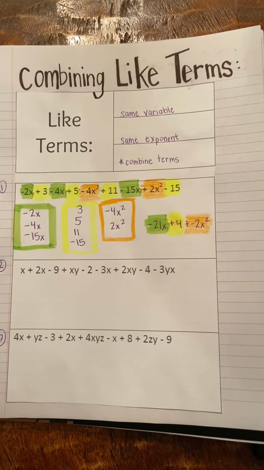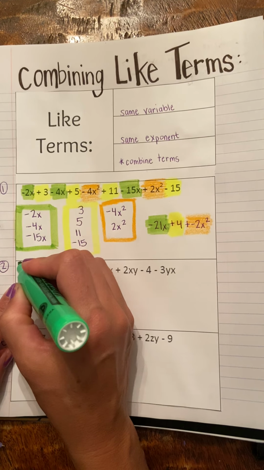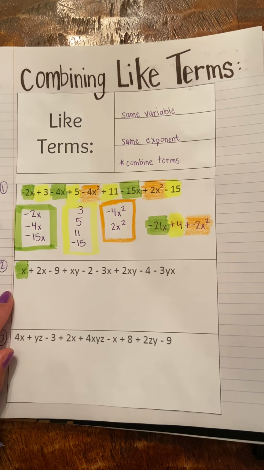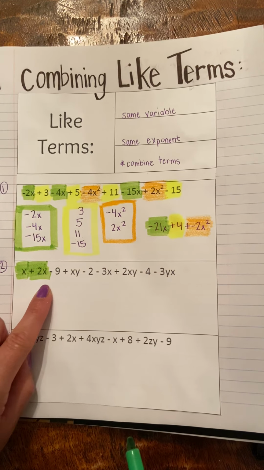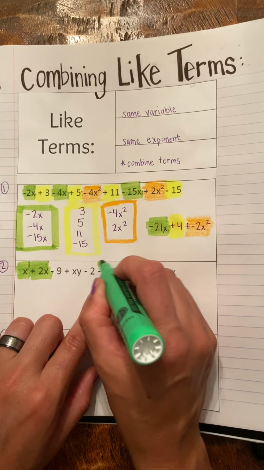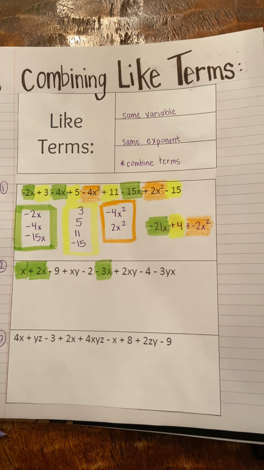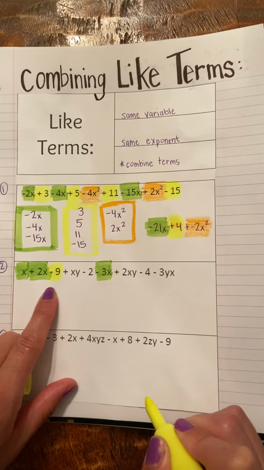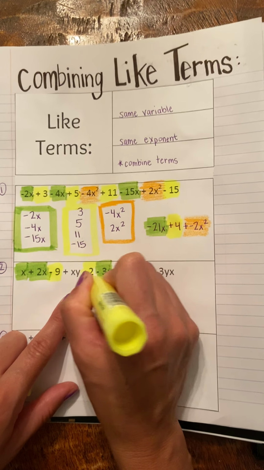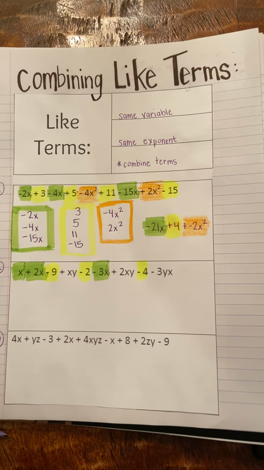I'm going to go a little bit faster. So I'm going to choose the first term. It's an x. So which terms have just an x? This has just an x. This has just an x. Okay. Next term is just a constant. So that's that. That.